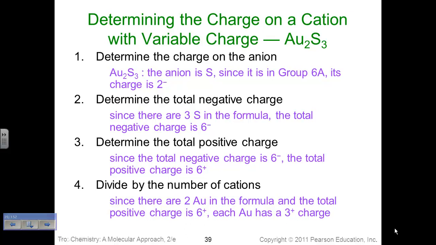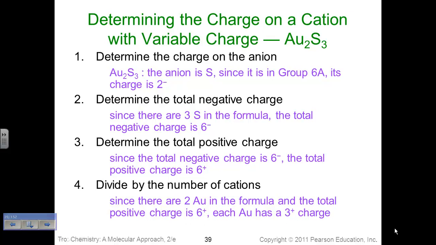3 times a -2 gives us a total negative charge of -6, telling us that the total positive charge must be +6. We know that compounds must be electrically neutral. But how many are there? The subscript 2 tells us there are 2 units giving me the total of +6, and I simply divide. 6 divided by 2 tells us that the gold has a +3 charge.